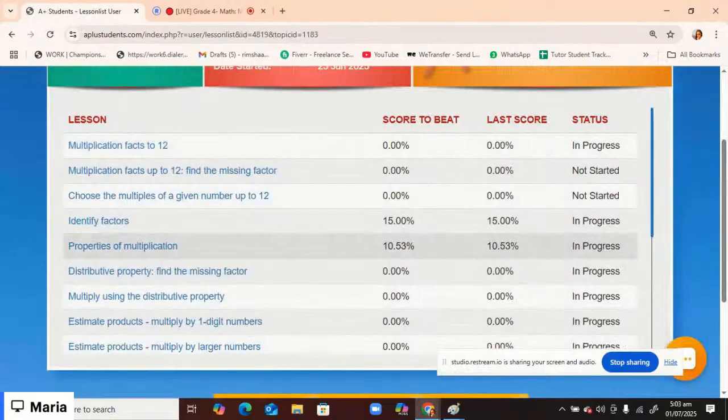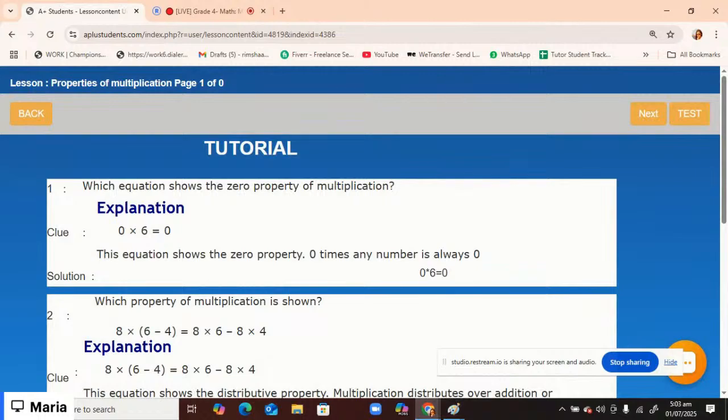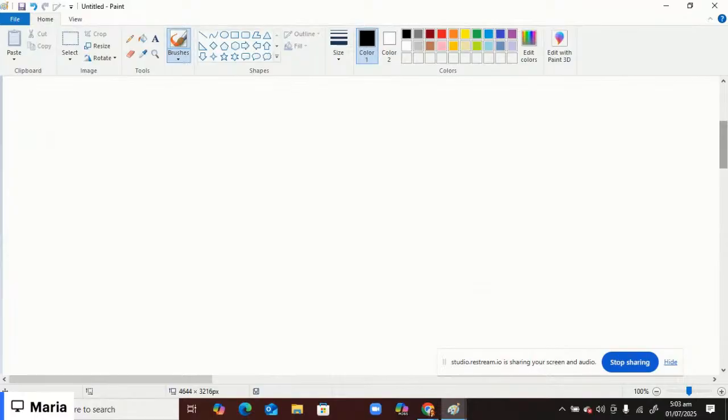Today we discuss the properties of multiplication. Let's start. So first of all, the zero property of multiplication. What does the zero property of multiplication mean? I'm going to write it down here as well. First of all, the zero property of multiplication.